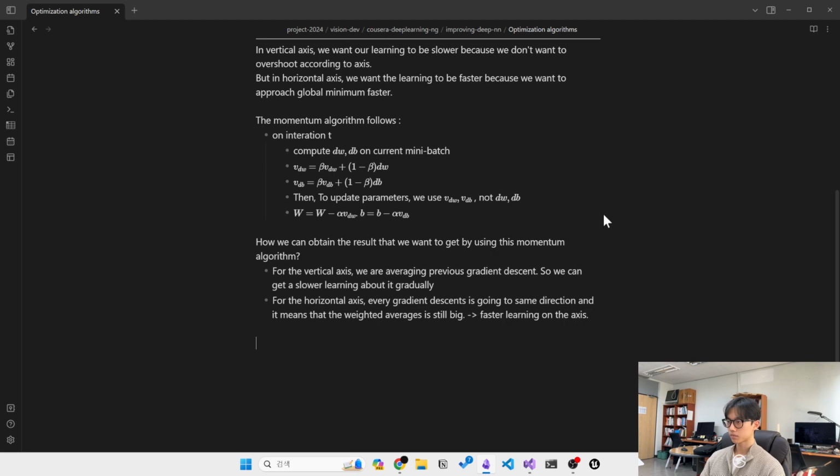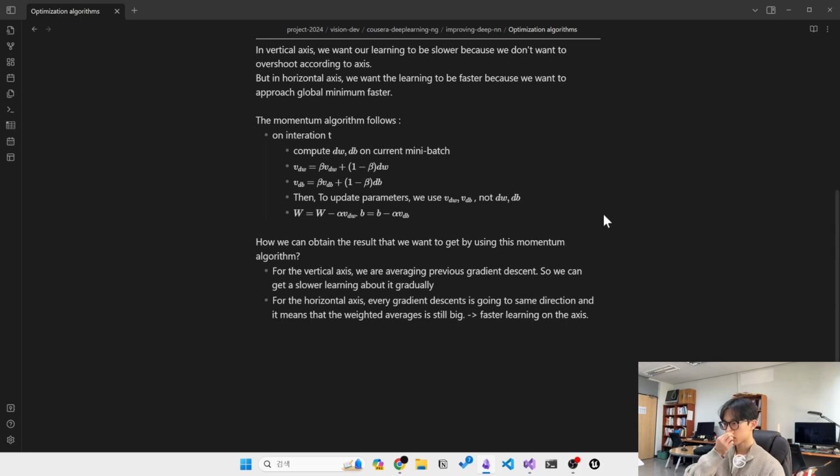So do you want to take VdW and Vdb and divide it by 1 minus beta to the t? In practice, people don't usually do this because after just 10 iterations, your moving average will have warmed up and there's no longer a bias estimate. So in practice, I don't really see people bothering with bias correction when implementing gradient descent with momentum.